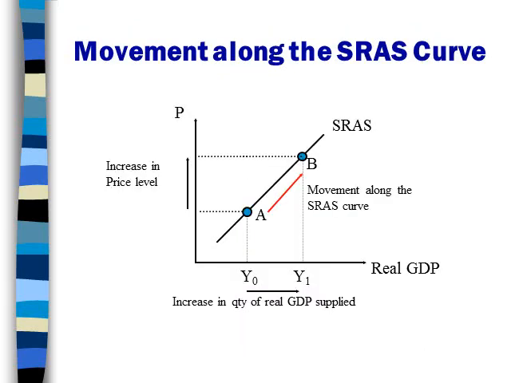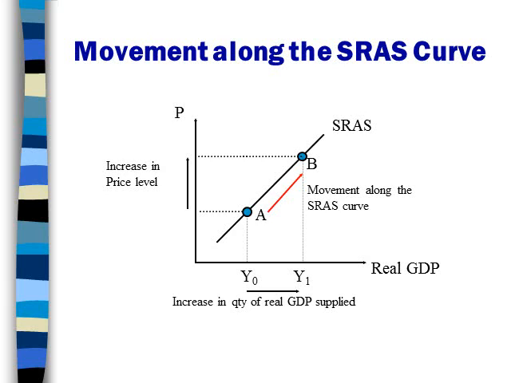Now your SRAS is a different story. Your SRAS shows you a rising, upward sloping curve from left to right. Your SRAS is the aggregate of all the supply of goods and services in the economy. All the producers, the entire supply in the whole economy, is totaled up into this curve.